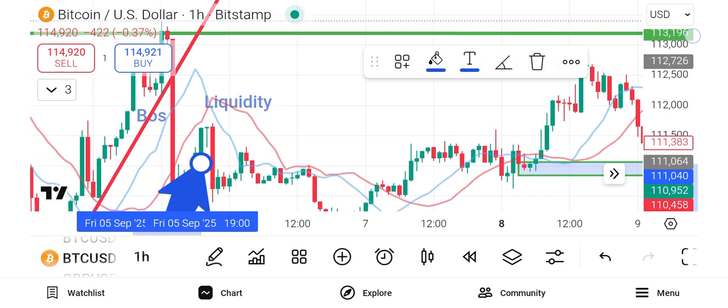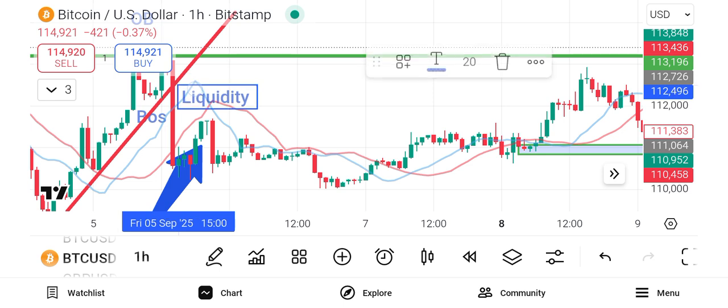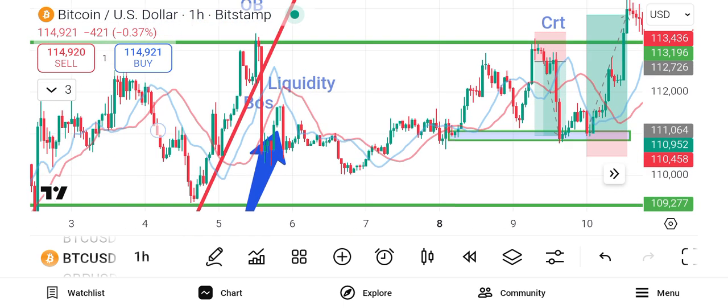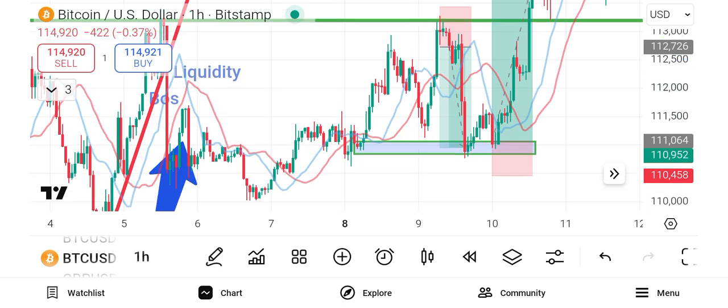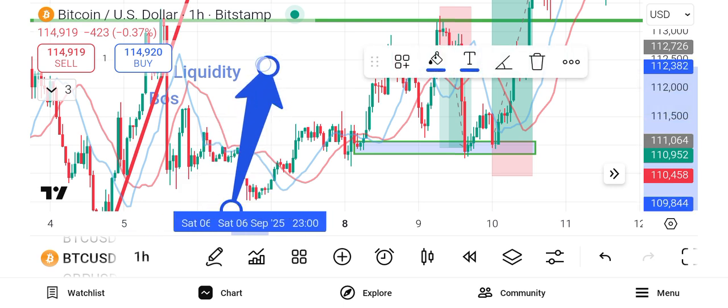The first pullback after break of structure is what we call liquidity. So this is the liquidity. After the liquidity, the market went further down. But these are the confluences you will see. It looks like SMC, but it's not SMC. For those that trade SMC, I will show you SMC.